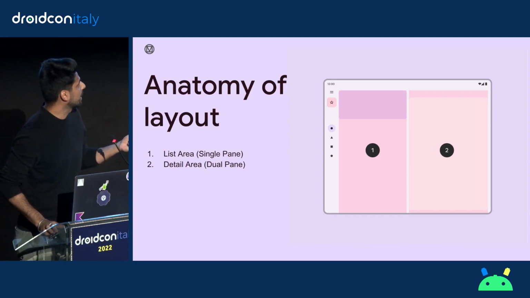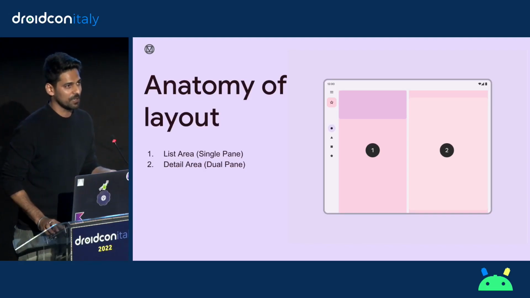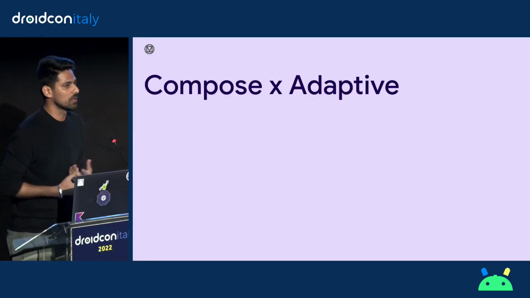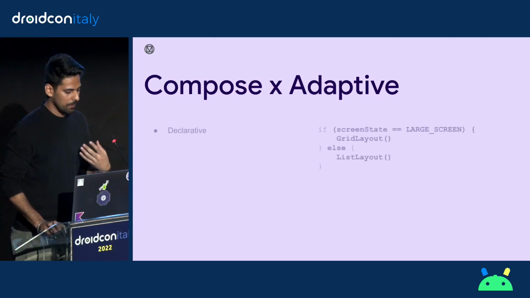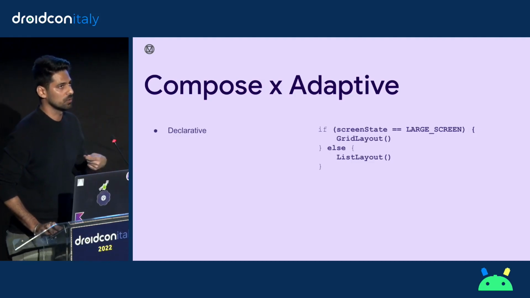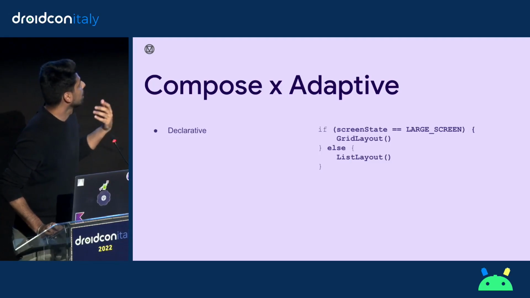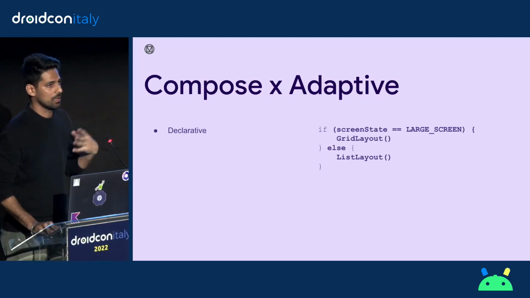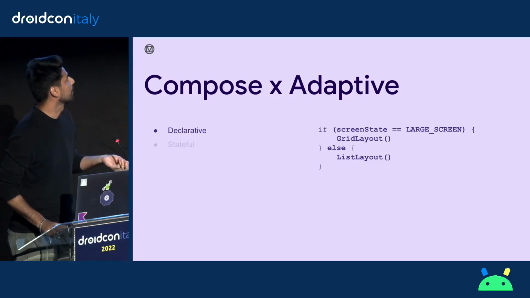Now we know we have Material guidelines to process how we want to make our UIs, but let's see how our favorite Compose helps us. Compose is Google's official recommendation for making the future of Android apps. So for every app you're going to start right now, we recommend you make it in Compose. And Compose, being declarative, makes it very easy to adapt to large screens. So here we can see simply if the screen is a large screen, we can go for a grid layout or a list layout, rather than writing long code or XMLs and dealing with them.